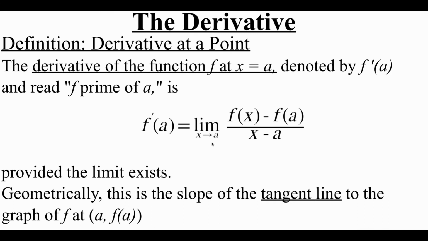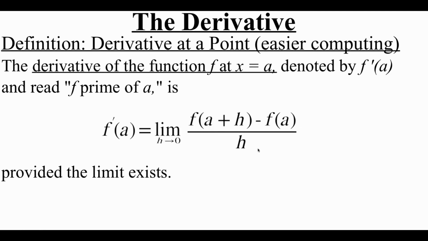Geometrically, if we were looking at the graph, this is where we start to get the idea of the slope of a tangent line of our function f at the specific point (a, f of a). Now, this definition for a derivative may look a little bit different, but it is saying the same exact thing. This just makes some of the computations a little bit easier later on.